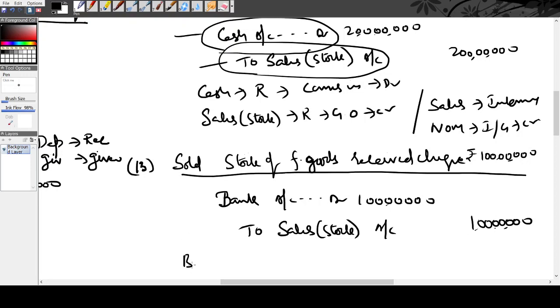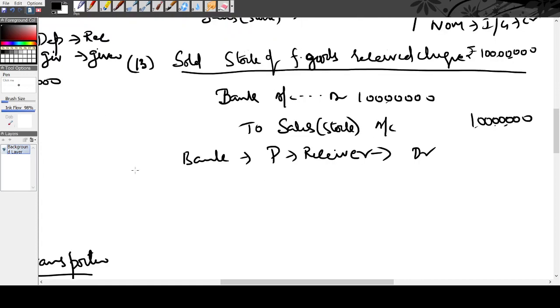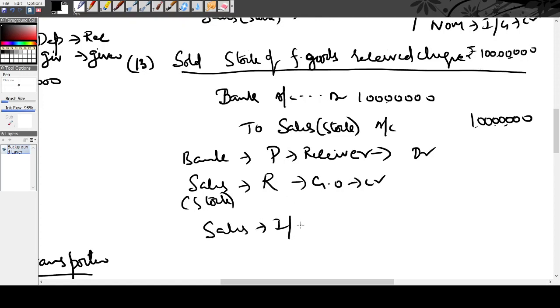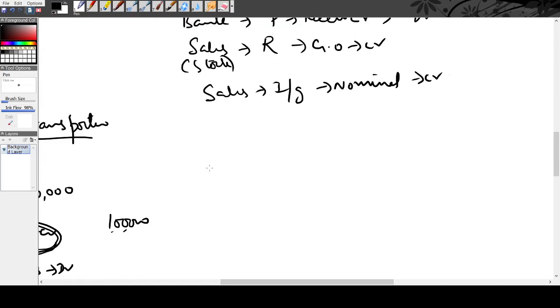What is the logic? Bank, it is personal account, it is now receiving the money. When we receive the check, we deposit it in the bank, and the bank receives the money from the people who have issued the check. Bank is a personal account, receiver, hence account is debited. And then sales account, we can call it as stock. If you treat it as stock, then we'll say real account goes out, credit. If you say sales is incomes and gains, it is nominal account, hence it is credited. Okay, let's learn one more transaction.